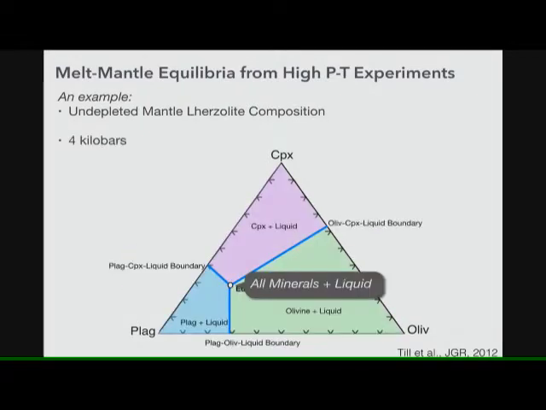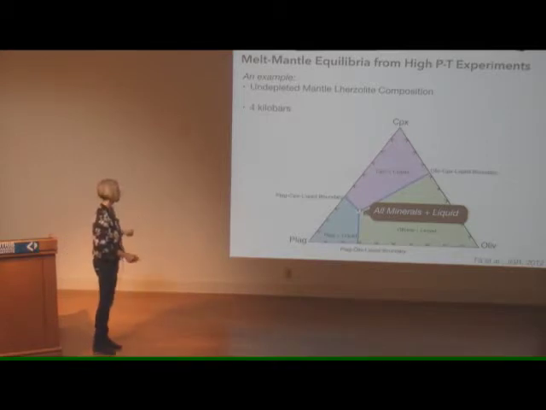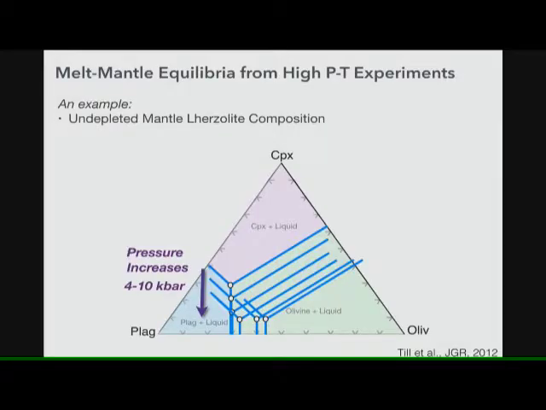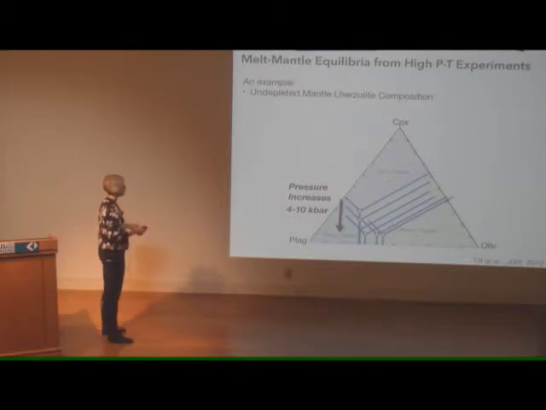So here, this example that I was showing you was the location of the eutectic, or the location of the melt in equilibrium with olivine, plage, and CPX at 4 kilobars. Now we're doing this on an undepleted mantle lherzolite, so a mantle that hasn't had a lot of melting, and it has all of the minerals stable. Olivine, an aluminous phase that could be plage, spinel, or garnet, CPX, and OPX. So as pressure increases, if I'm melting this undepleted lherzolite, the location of that eutectic shifts downward on this diagram.